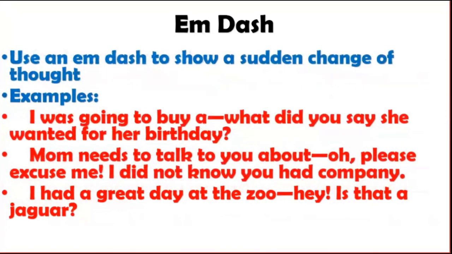Use an M dash to show a sudden change of thought. As I told you, I am going to buy a... Now somebody was talking about I am going to buy, then he changed his thought. So there is an M dash. Suddenly, what did he say? What did you say she wanted for her birthday? Suddenly he changed the thought, right? He did not complete the sentence. So we can use an M dash for sudden change of thought.